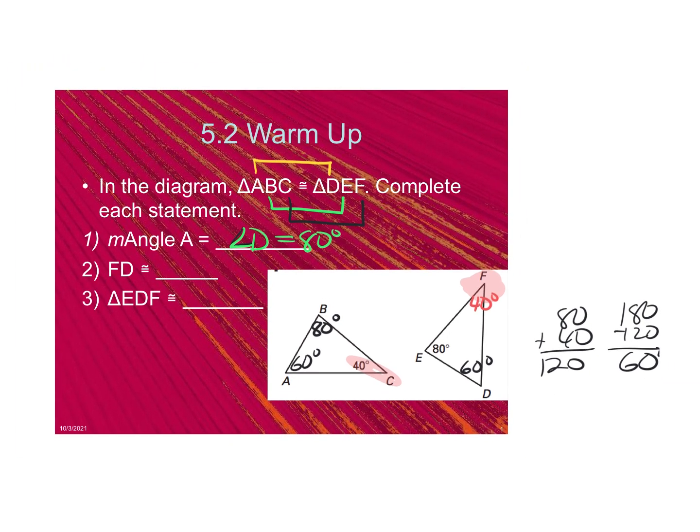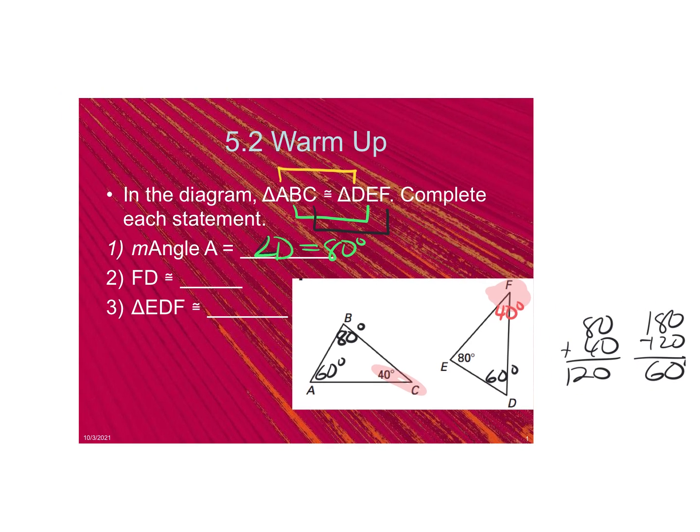And then now it wants us to match the side that matches with FD. So here, FD is the first and the last letter. So I'm going to match it with the first and the last letter here. So FD would match with AC, or you could say CA. I would accept either answer.